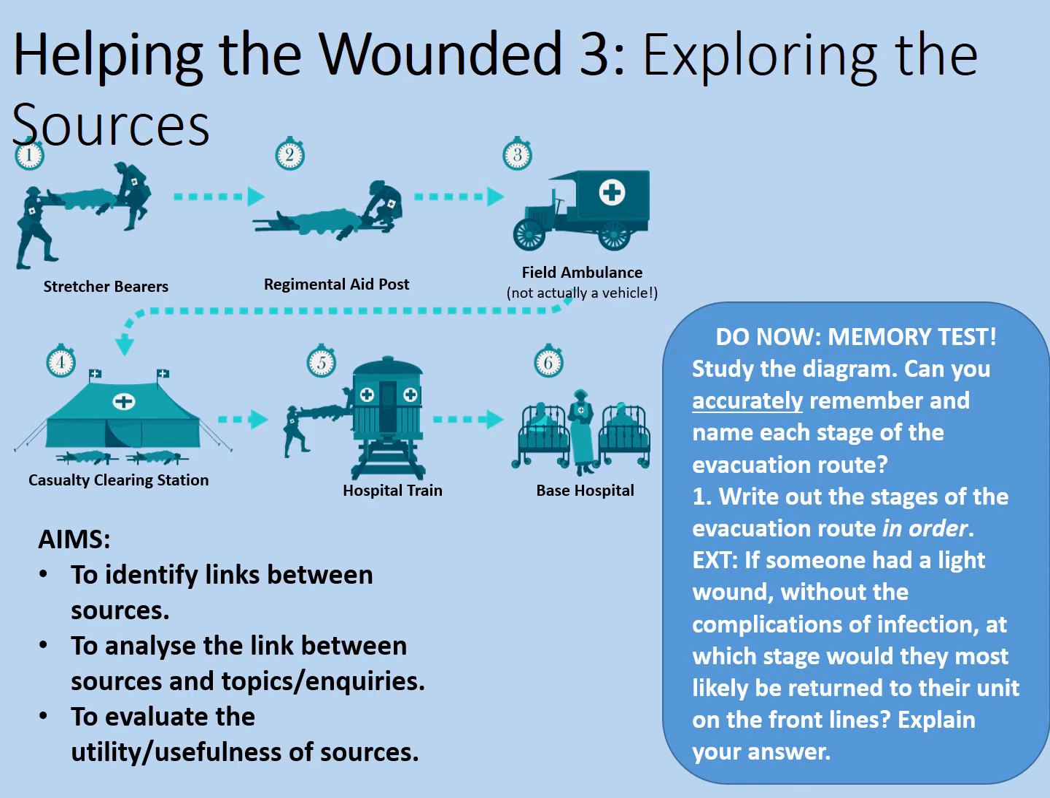So, how did you remember it? Well, one of our acronyms was BRASH, to remember this. BRASH standing for Stretcher Bearers, the Regimental Aid Post, and then the ambulance, or field ambulance, then the casualty clearing station, and then the H in BRASH being either hospital train or base hospital. So that might help you. If not, come up with your own to try and remember it. Let's move on.